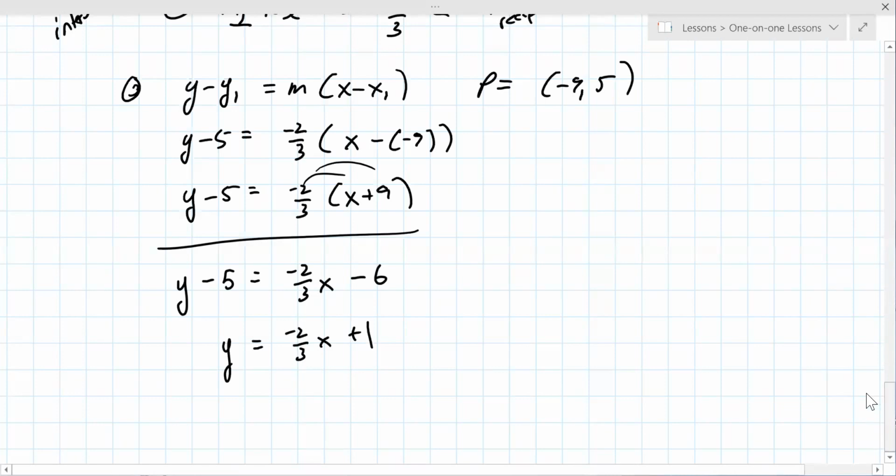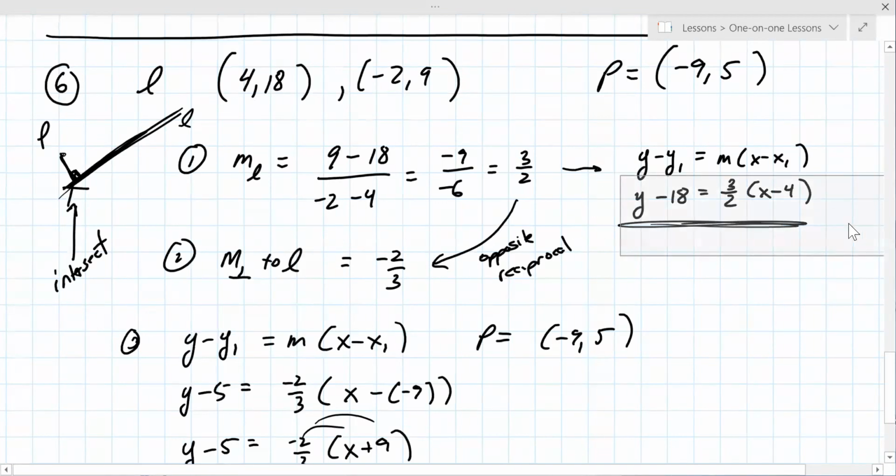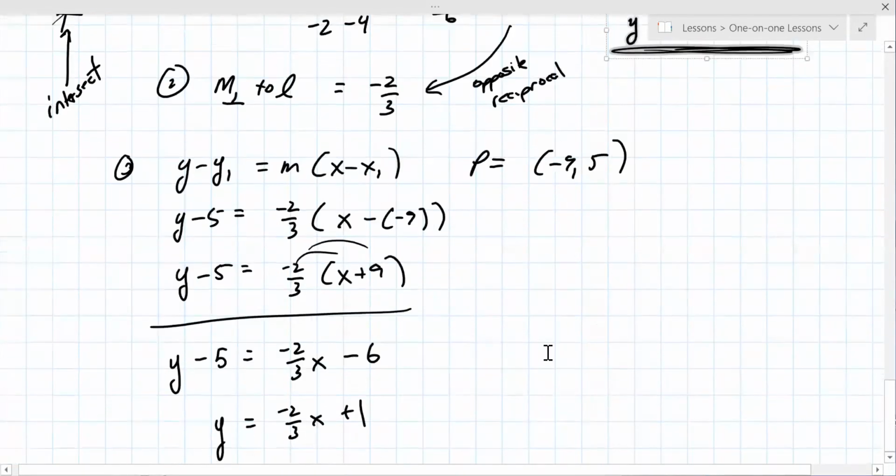Let me grab this other one here. Let me see if I can grab this. Yep, I can copy that. All right.